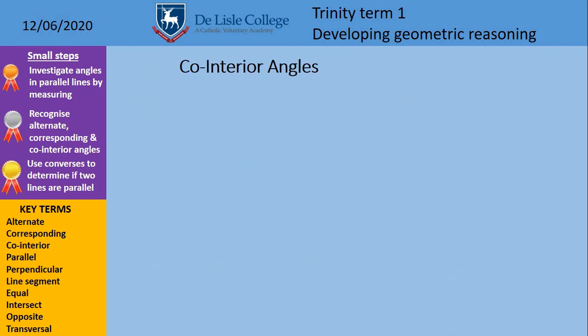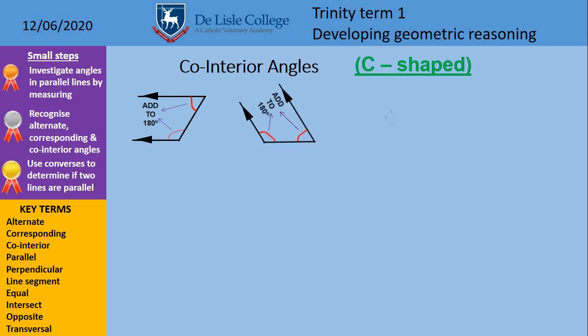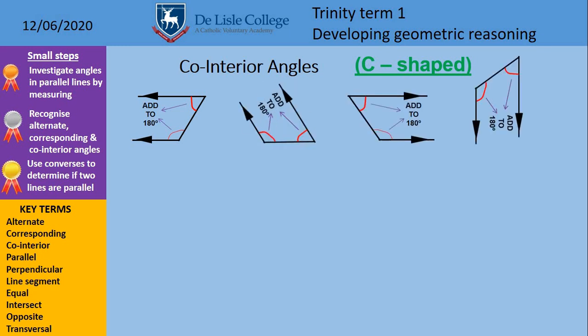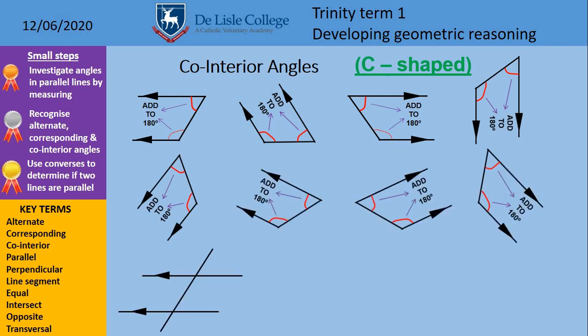And then the final one we'll look at is the co-interior, which is also referred to as allied angles. These are more of a C shape. And these are ones that add together to be 180 degrees. And these again require those parallel lines to be indicated.